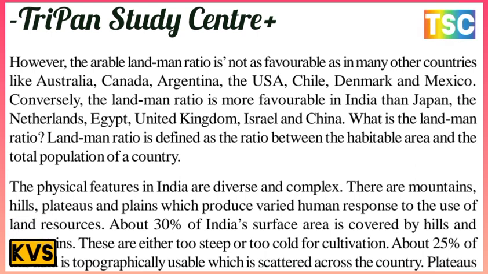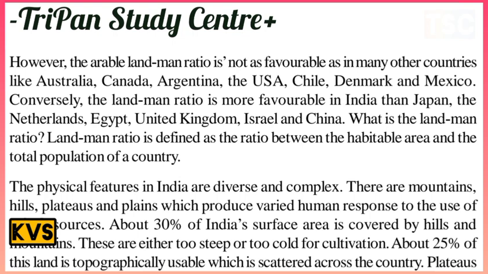The physical features in India are diverse and complex. There are mountains, hills, plateaus, and plains, which produce varied human responses to the use of land resources. About 30% of India's surface area is covered by hills and mountains. These are either too steep or too cold for cultivation. About 25% of this land is topographically usable, scattered across the country.